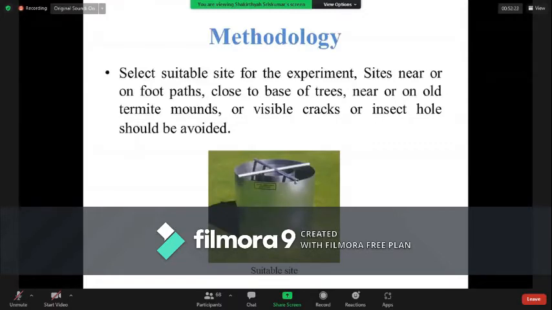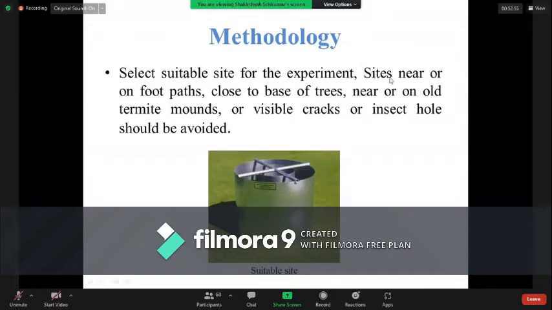In the methodology, first we need to select a suitable place for the experiment. So the site near or on footpaths, close to base of trees, near an old termite mounds or visible cracks or insect holes should be avoided. So we need to select a suitable place and avoid these kinds of sites.